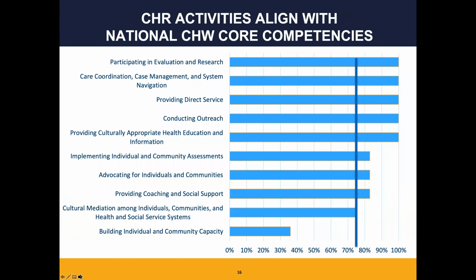The next slide that you'll see is we also wanted to look and see the overlap between the national core competencies set forth by the community health worker umbrella title and workforce with CHR specific scopes of practice. And we found that CHRs met and exceeded the national CHW core competencies of providing culturally appropriate health education and information. So on the left-hand side, those are the 10 core competencies that are nationally recognized for CHWs, for conducting outreach, providing direct service and care coordination, case management and systems navigation, and participating in evaluation and research.